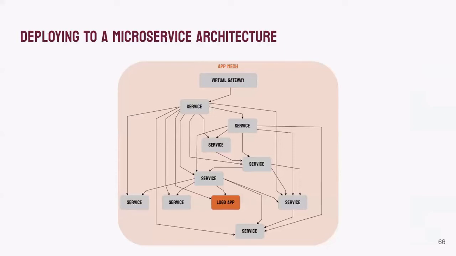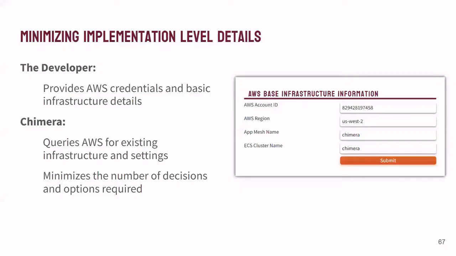But manually performing a Canary deployment in a complex environment such as this is both time consuming and prone to error. And although our devs are great at making new logo apps, they're not experts on service meshes, container orchestration, and metric analysis. Therefore, they're going to use Chimera for deployment. To do so, they'll provide their AWS credentials and some basic infrastructure information. Chimera is then able to query AWS for extensive details on their existing infrastructure and configuration settings. It's going to leverage this to provide the developers with the minimum number of decisions and options that they'll need to make in order to successfully perform a Canary deployment.